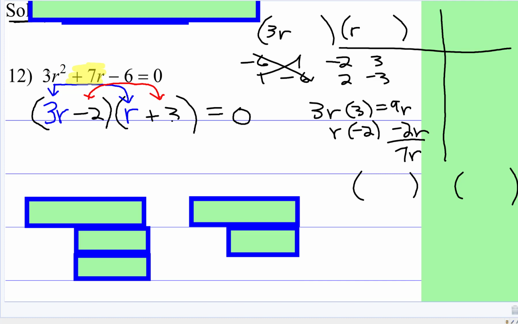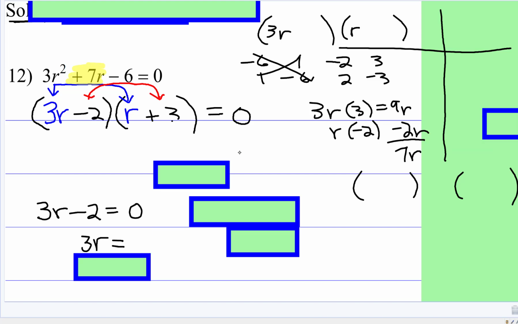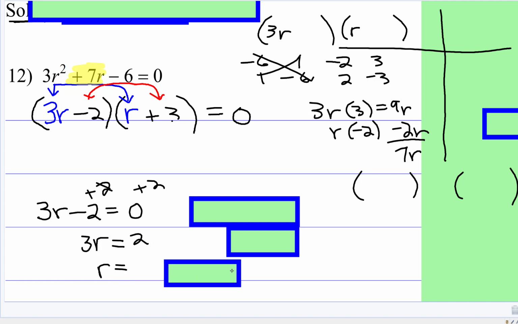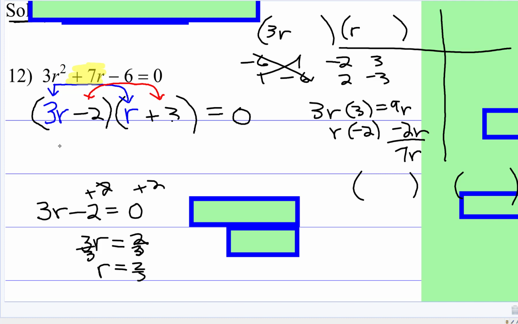And then you could do the zero property method, which is what I have down below. Set each of those equal to 0. And then add 2, and then divide both sides by 3. So when you divide both sides by 3, you get r is equal to 2/3. Or you could say, all right, let's use inverse properties. The opposite of -2 is +2. The inverse of multiplying 3 is dividing 3. And over on this one, the inverse of +3 is -3. And there you have your two results.